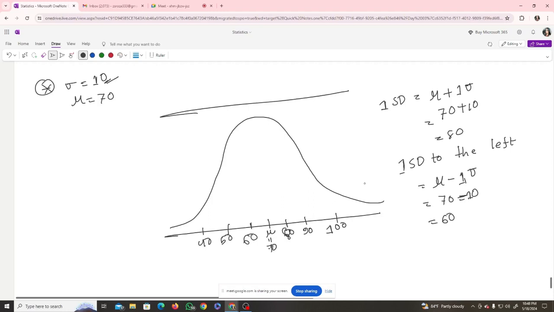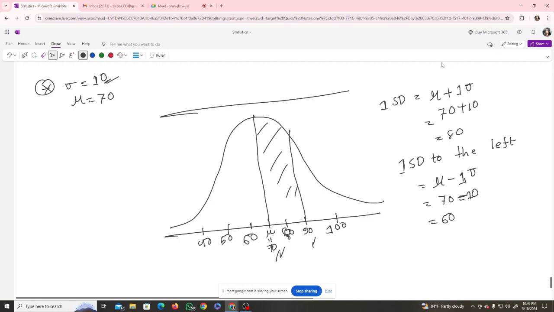So the question is: approximately what area is contained between 70 and 90? So it is asking us what is the area between 70 and 90. From the distribution we can tell that we must get the area of this part. What is the percentage of data that lies in this area?